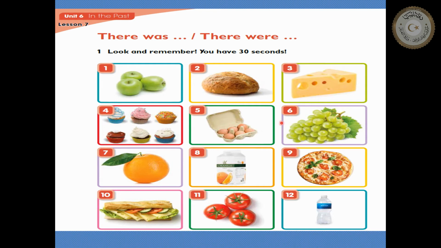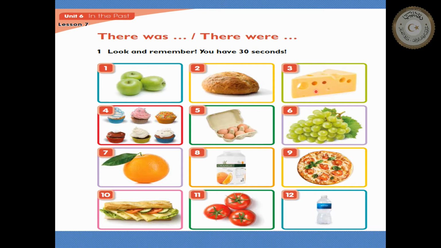What can we see on page 98? We have here a lot of things. So we have there was and there were. Can you see them? Can you tell me what you can see? Apples. How many apples are there? 1, 2, 3. What else?